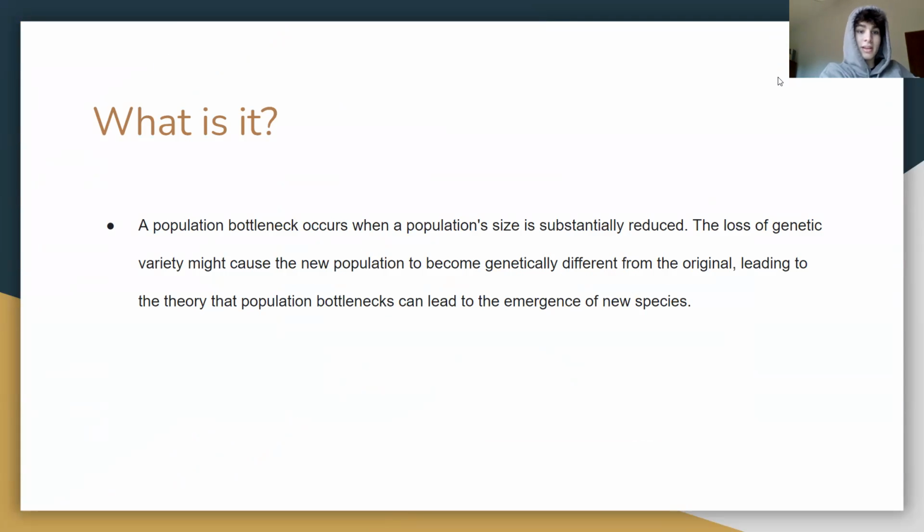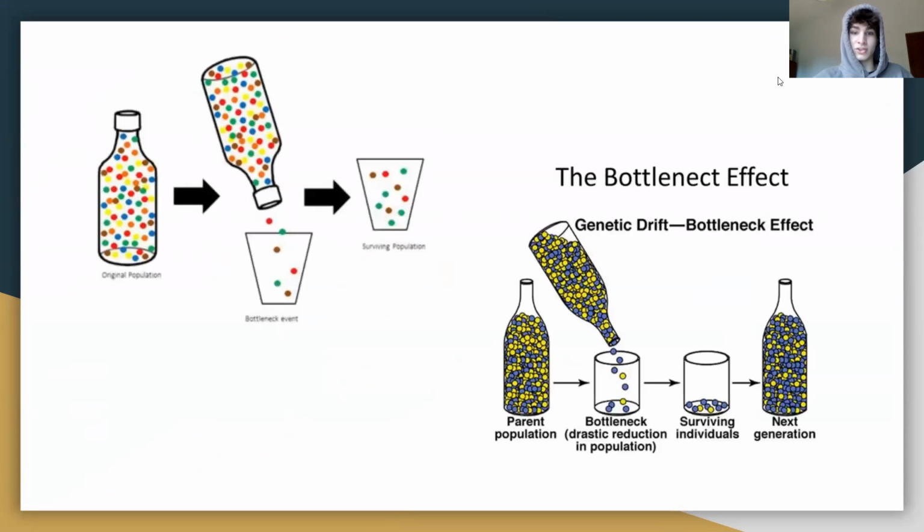So what is a population bottleneck? A population bottleneck occurs when a population size is substantially reduced. The loss of genetic variety might cause a new population to become genetically different from the original, leading to the theory that population bottlenecks can lead to the emergence of new species.